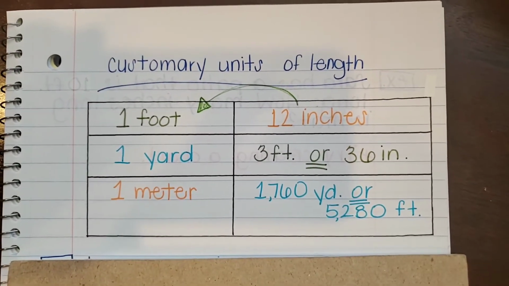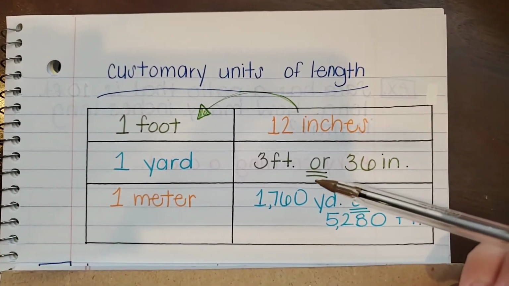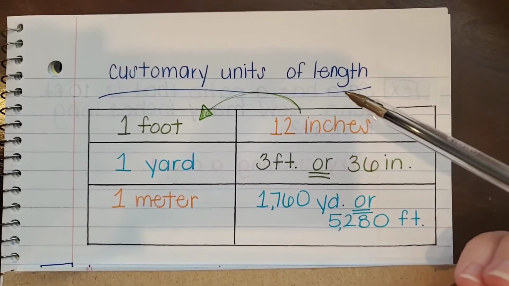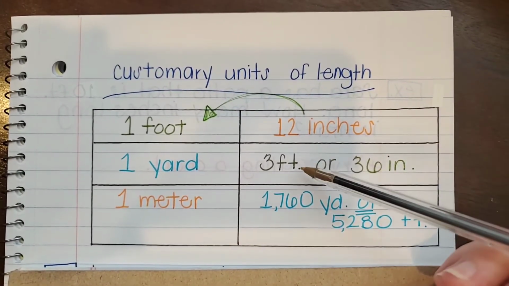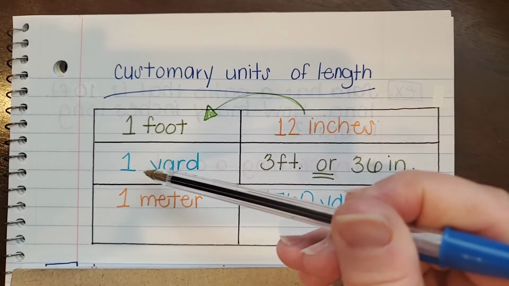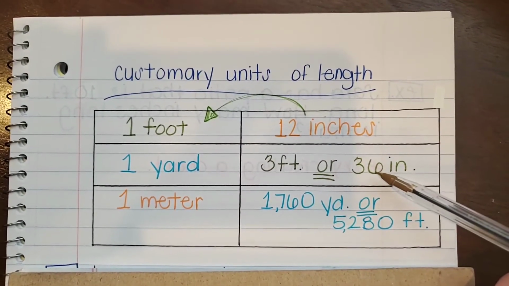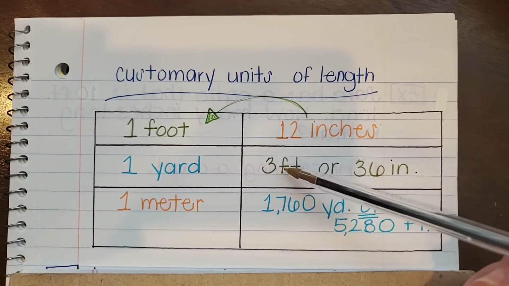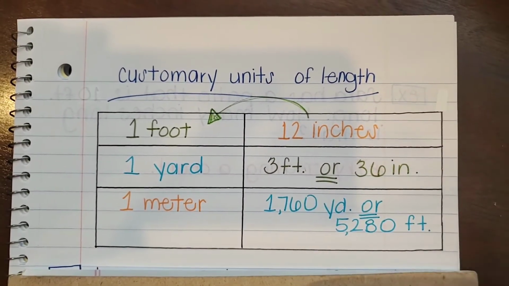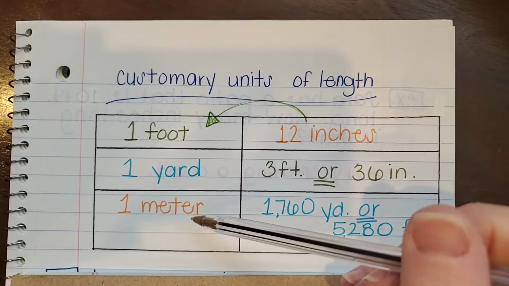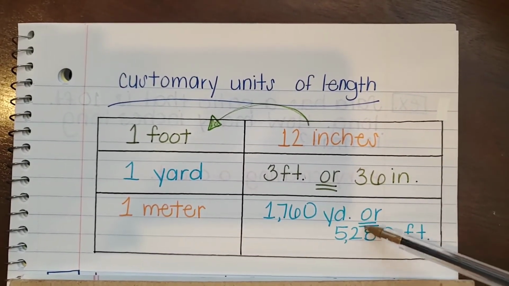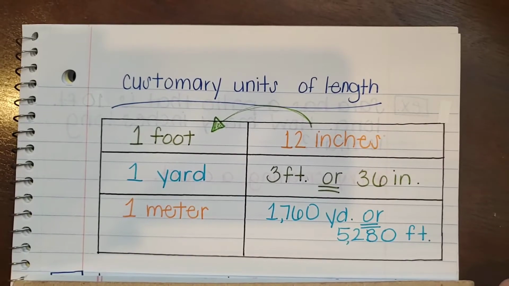So for example, I'm trying not to make you sick on my phone here while I move it. 12 inches are inside 1 foot. So 3 feet are equal to 1 yard. This one also says that 36 inches is equal to 3 feet or equal to 1 yard. And then this one is 1,760 yards are equal to 1 meter, or 5,280 feet are equal to 1 meter.